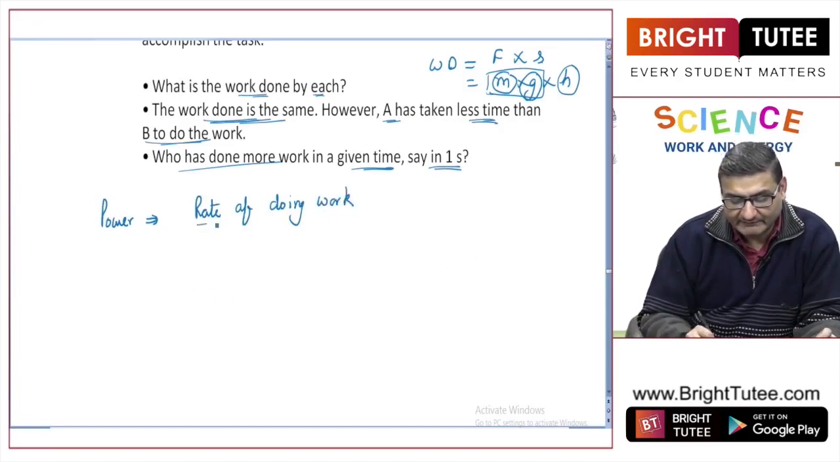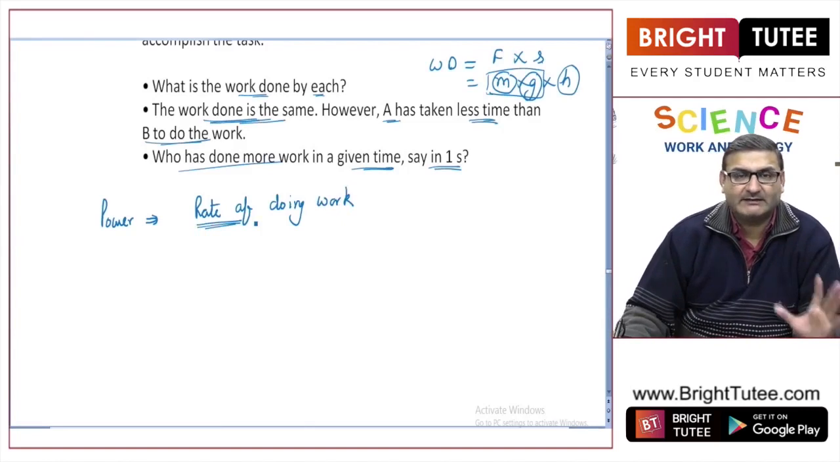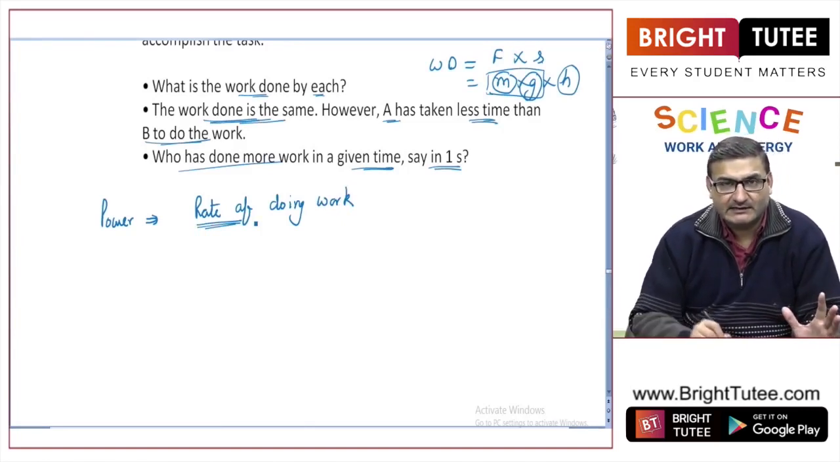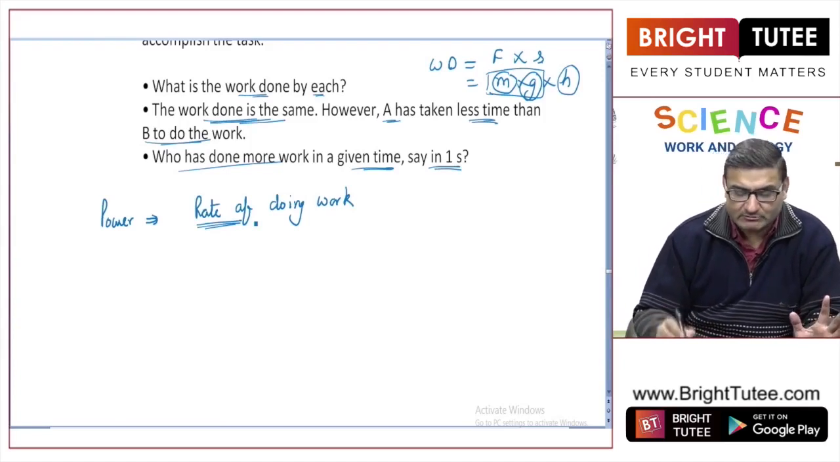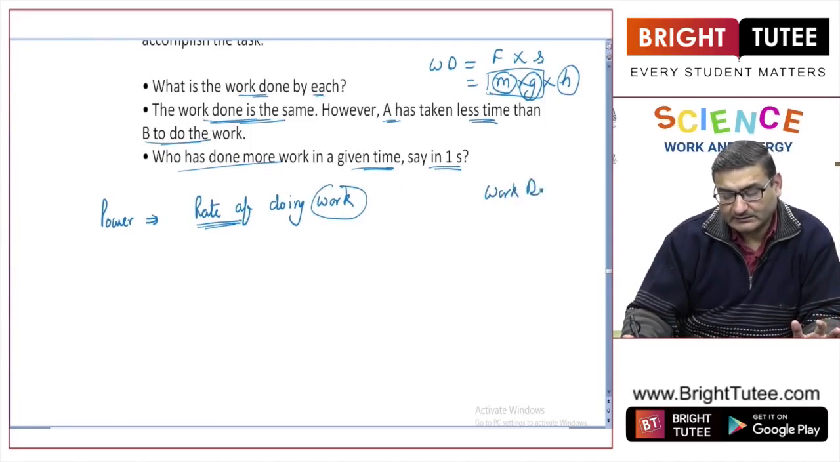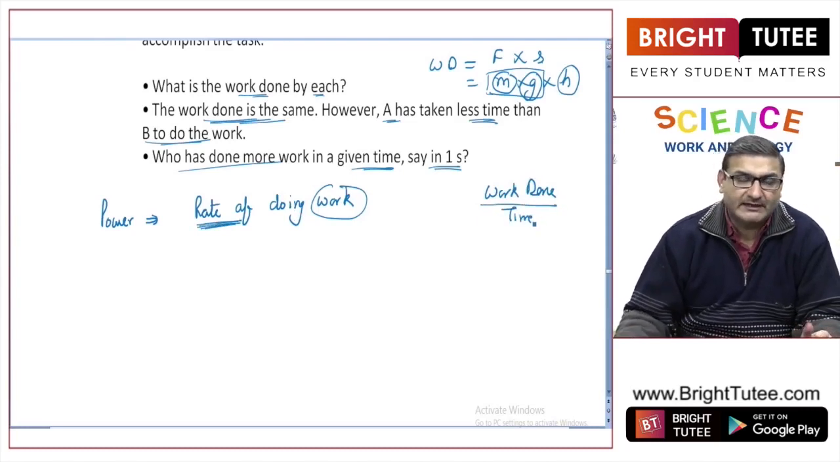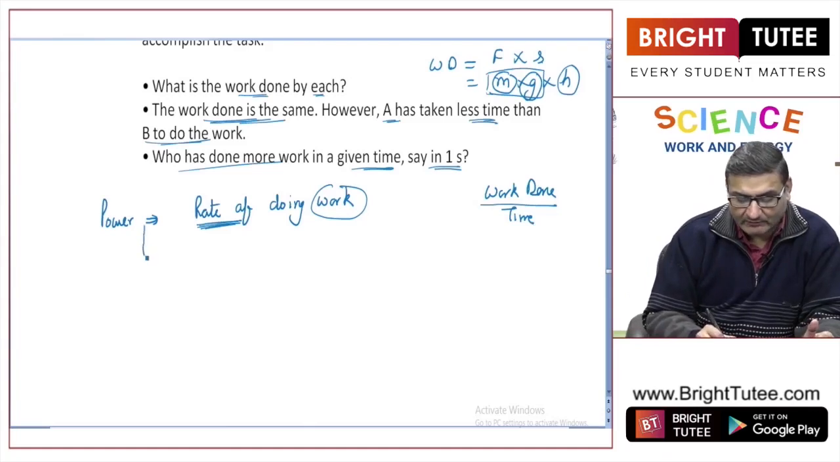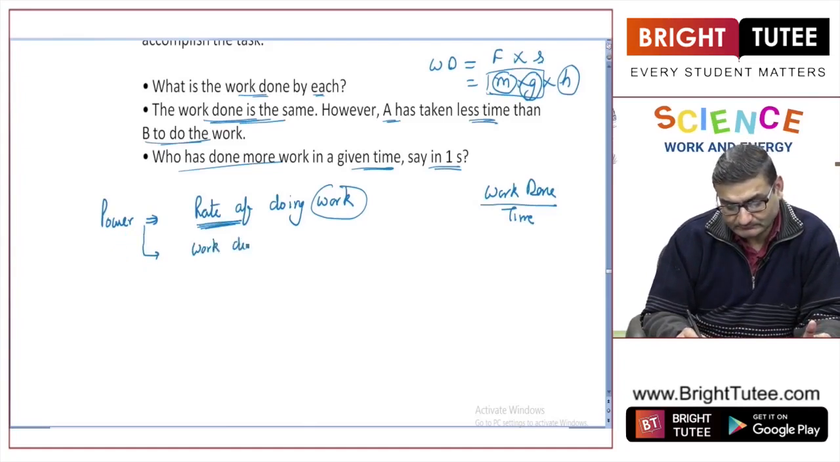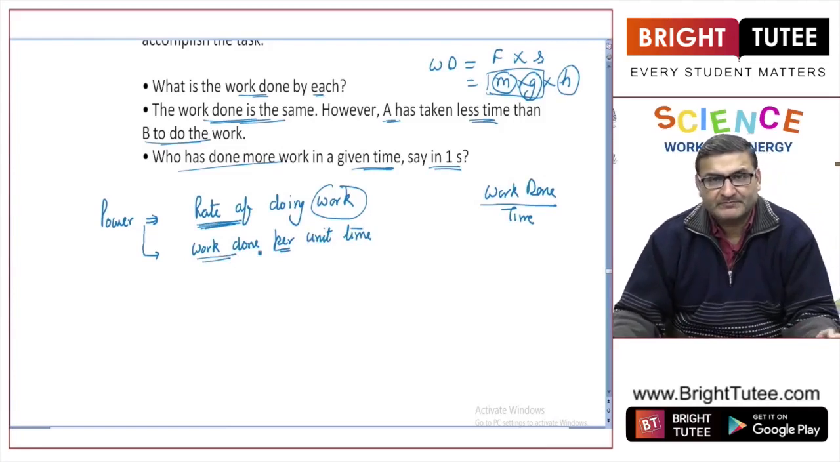Now students, wherever you see the words rate of, it simply means divided by time. Make it a point. Wherever it is rate of, it means divided by time. So I can say that power is basically work done, and since we have rate of, that means divided by time. This will be power. In other words, power is work done per unit time. Per means divided by: in how much time how much work is done, that rate is known as power.